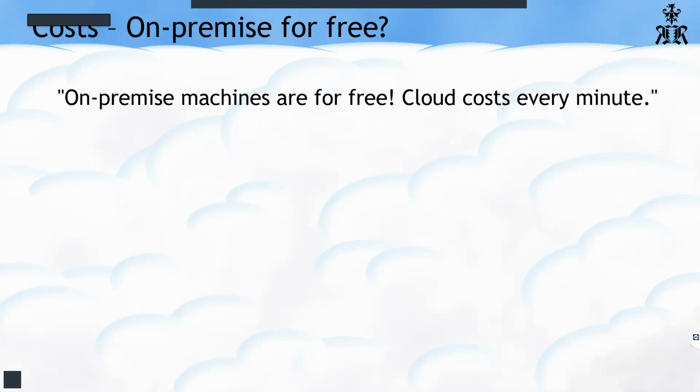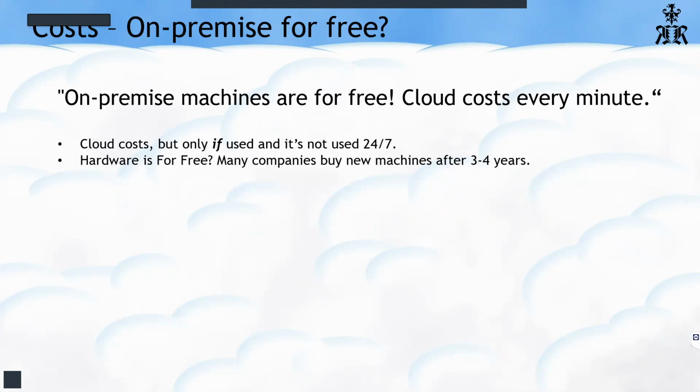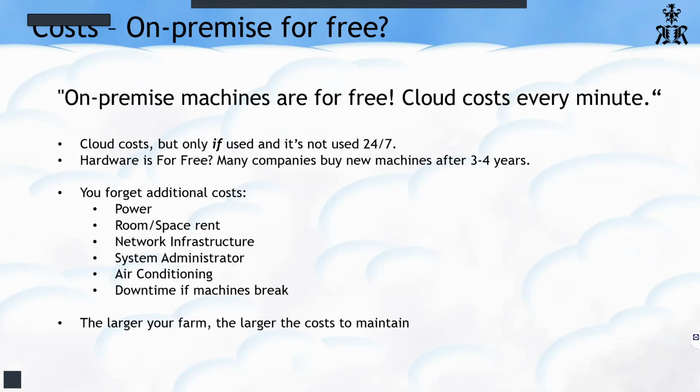Next, our on-premise machines are for free, but cloud costs every minute. The cloud costs, but only if you use it. And is your hardware really for free? Many companies buy new machines after 3 or 4 years. And you often forget additional costs: power, you need room and space, your network infrastructure, you need a system administrator, you need air conditioning, and you have downtime if your machine breaks. And the larger your render farm gets, the larger are these costs to maintain.